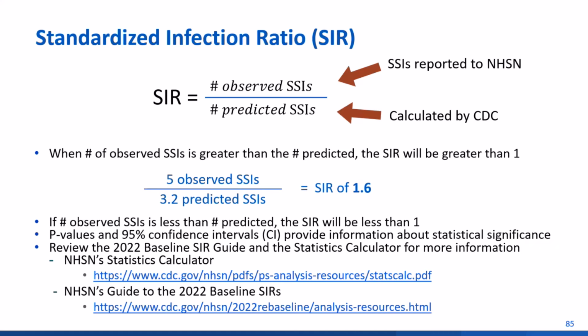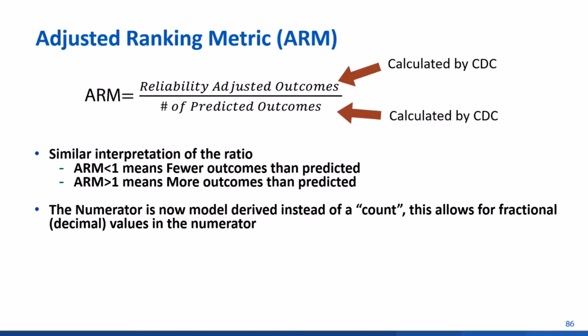So this is the adjusted ranking metric in a nutshell. It's a ratio similar to the SIR, where this time the numerator is something that we're going to calculate. It's no longer going to be something that gets reported to NHSN. And we have it labeled as a reliability adjusted outcome. Now, the next slide is going to talk about what we mean by reliability adjusted. But before then, the ratio that you get from this, we interpret it the same way as the SIR. So if the ARM is less than 1, it means we have fewer outcomes than predicted.